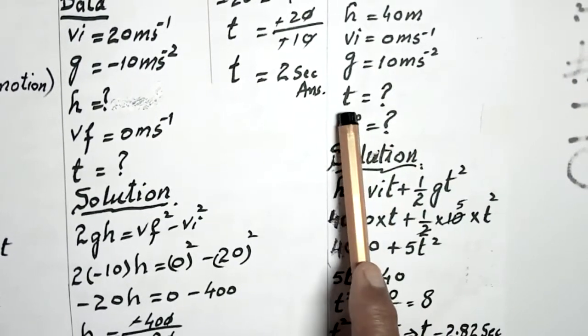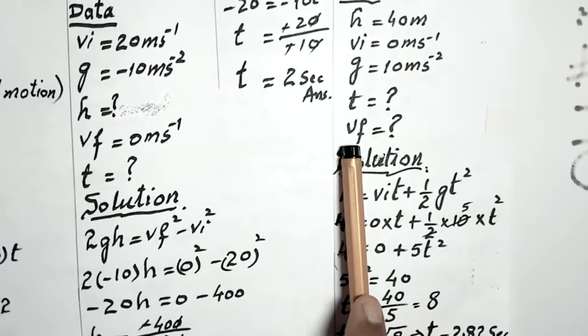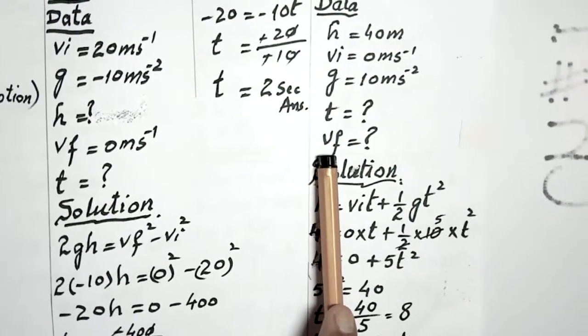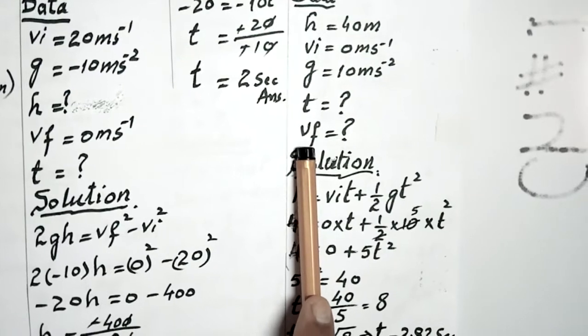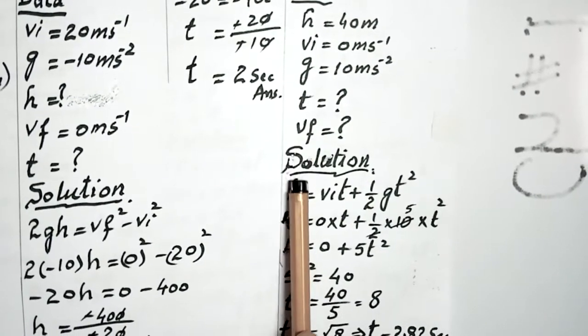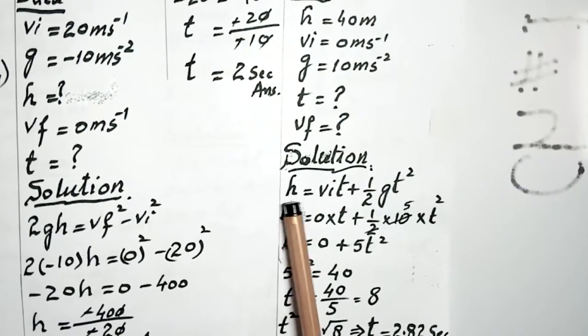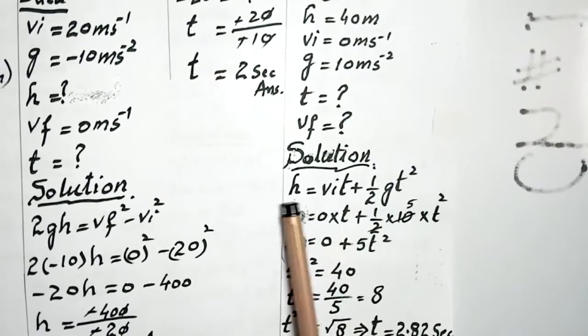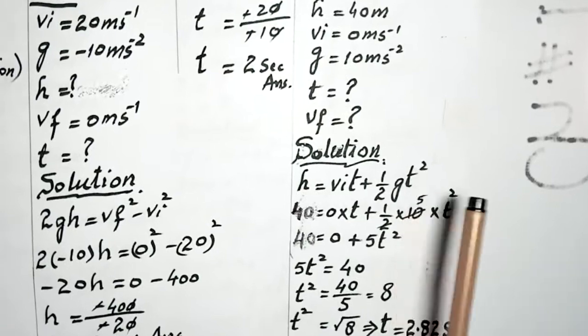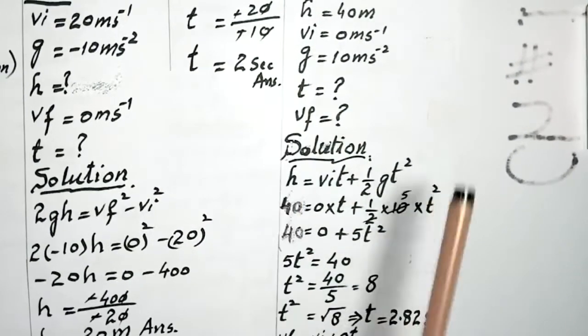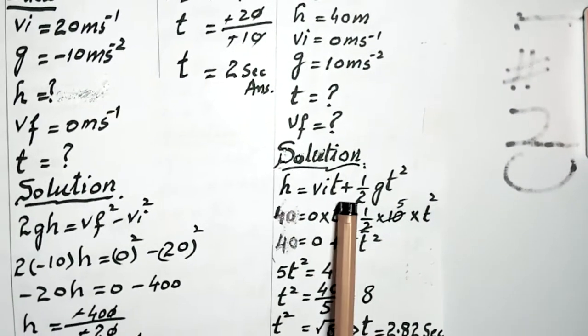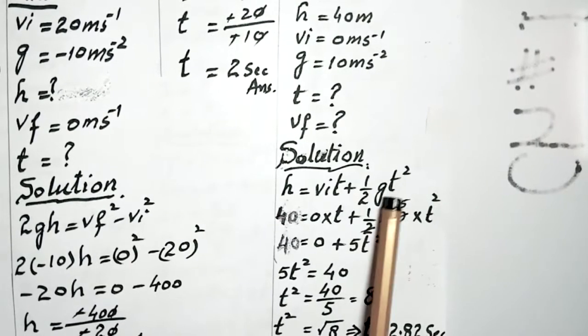You have to calculate the time as well as final velocity, the velocity with which the body strikes the surface of the earth. Now solution, इसमें हम सेकंड इक्वेशन ऑफ मोशन अप्लाई कर रहे हैं क्योंकि इससे हम t मालूम कर लेंगे. h is equal to Vit plus 1/2 gt square.